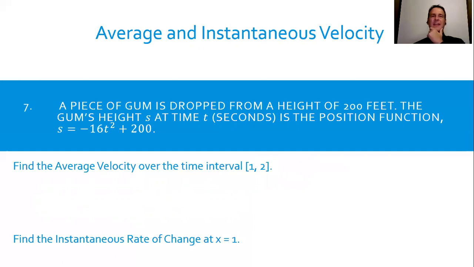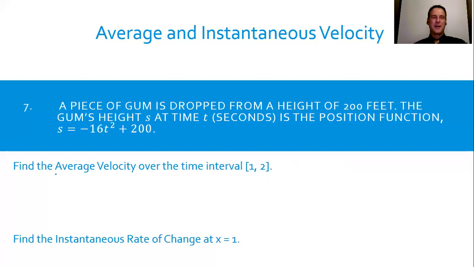Ooh, instantaneous and average rates. Average rate of change. So here's what we got. It's really not that bad. It says a piece of gum is dropped from a height of 200 feet. The gum's height, s, that sounds weird, but yeah, the height is s, at time t seconds, is the position function. S is equal to negative 16t squared plus 200. Okay, it says find the average velocity.